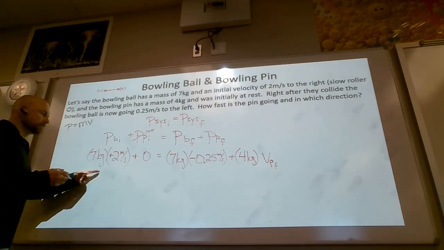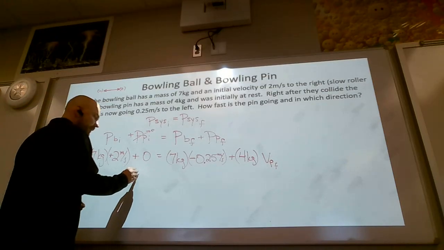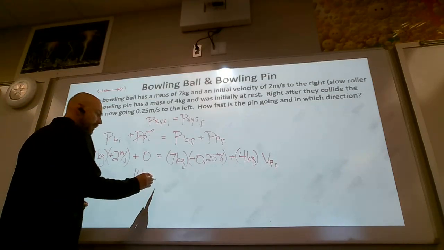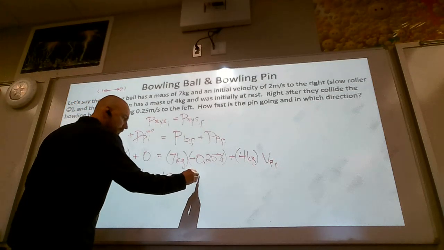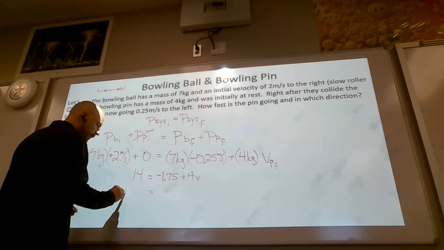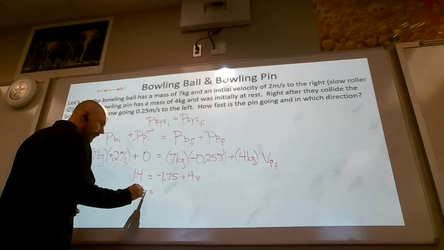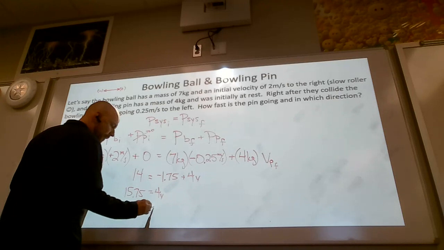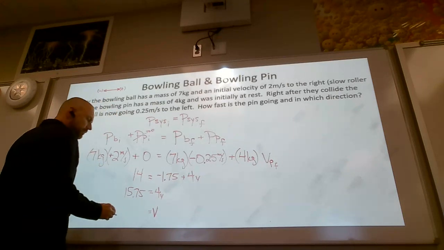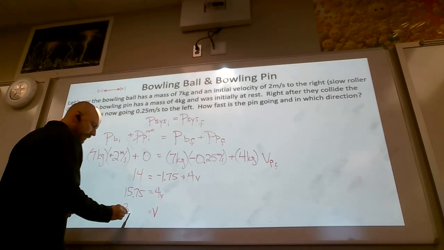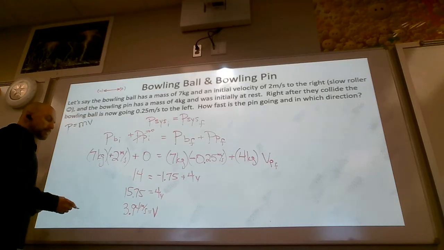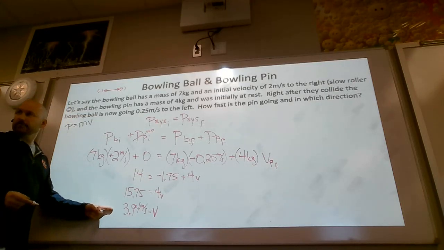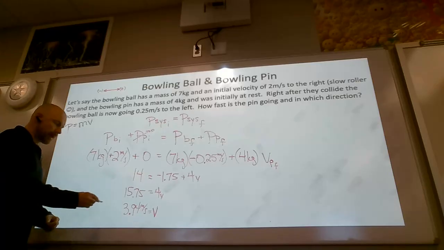So you get 14 is equal to negative 1.75 plus 4v. 15.75 equals 4v, and that is equal to 3.94 meters per second. The sign of that is what? Positive.